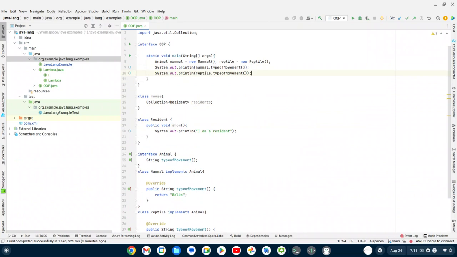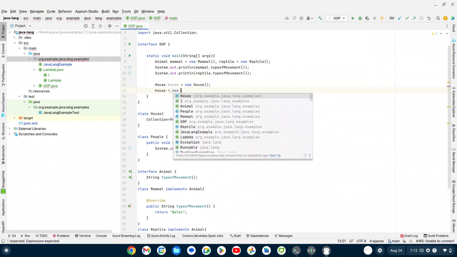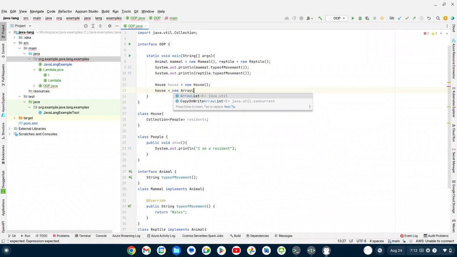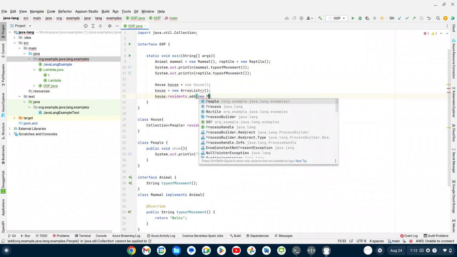Now here we are seeing that there are two classes, a house and a resident, or we can change it to people as well. Now, if we see here, when we try to create a type of class house, house equal to new list, and house dot add, dot distance dot add of new people.